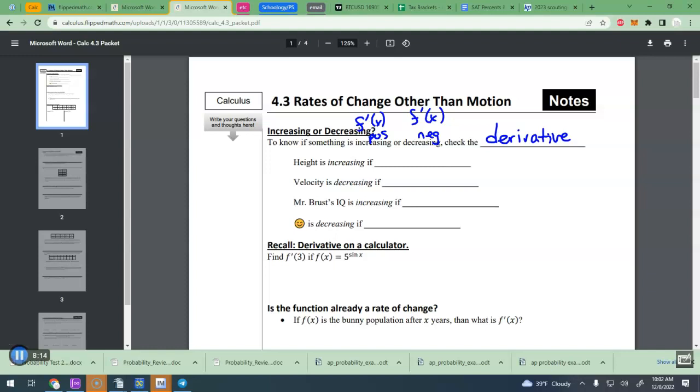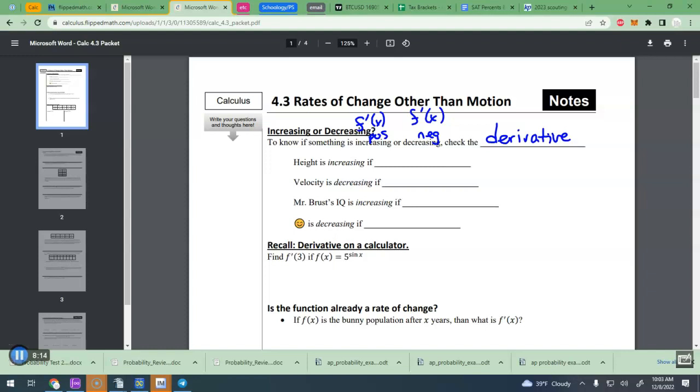Did they put like the height is increasing if height prime is positive? Is that what they put in the answers? Okay. They did better. But height prime, that's a weird thing to say. I know. So if you had a smiley face prime, that's literally it says in there. Okay, I like that.